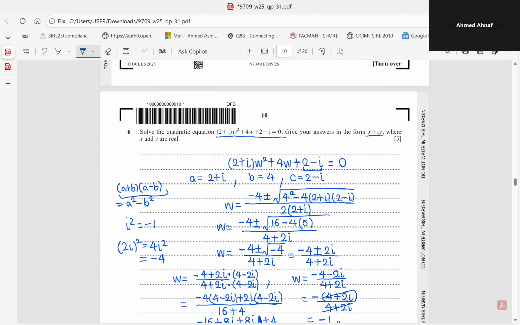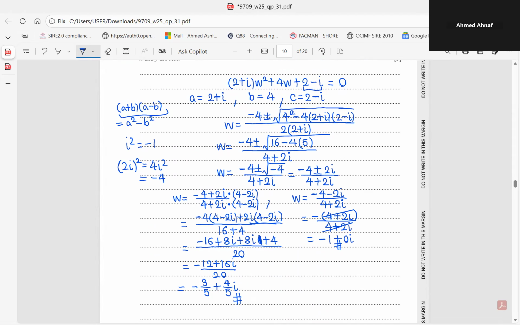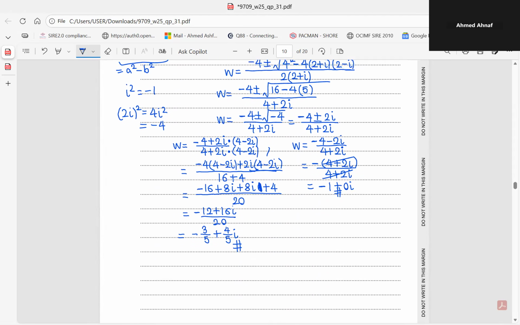Just to be safe, please write it as negative 1 plus 0i. Or you can just write negative 1, but I like to be extra cautious, so I even included the 0i. So yeah, these would be our two final answers.